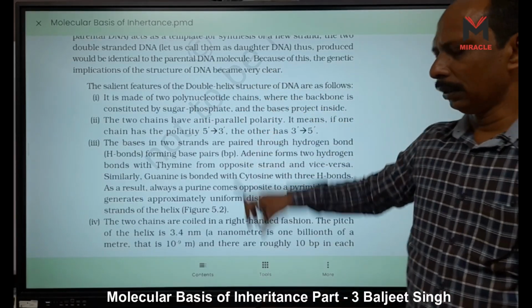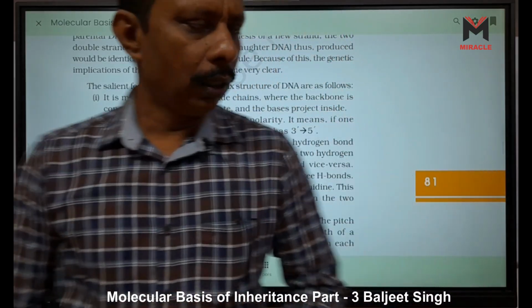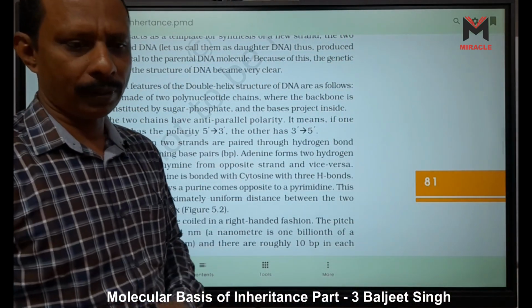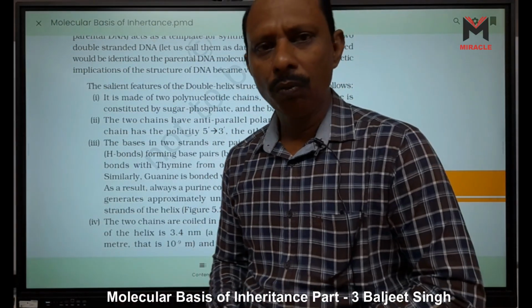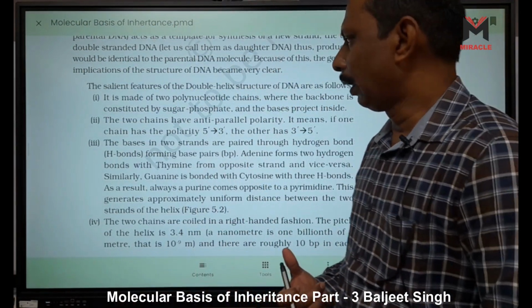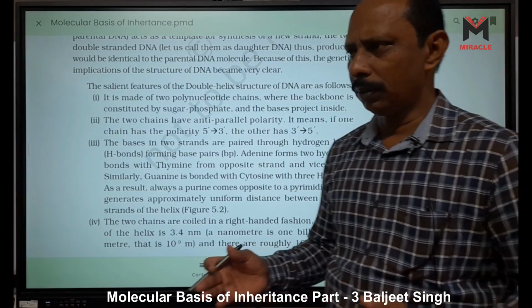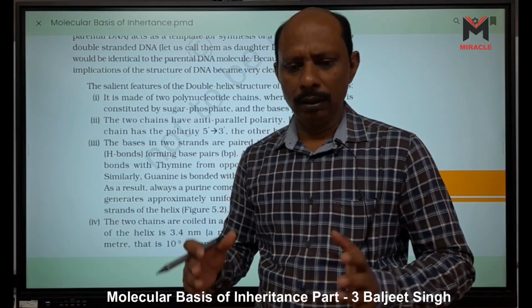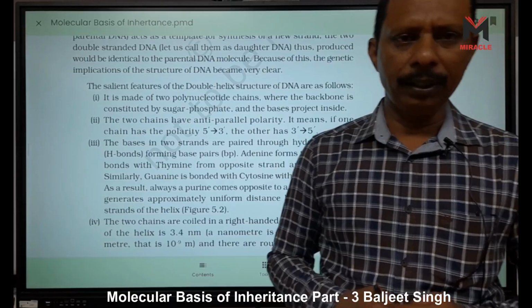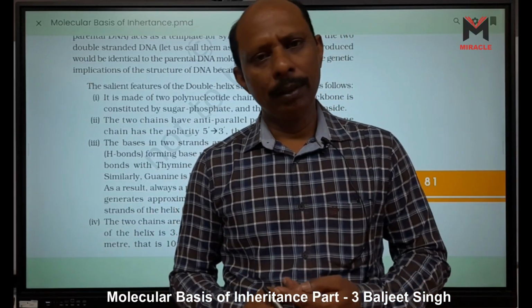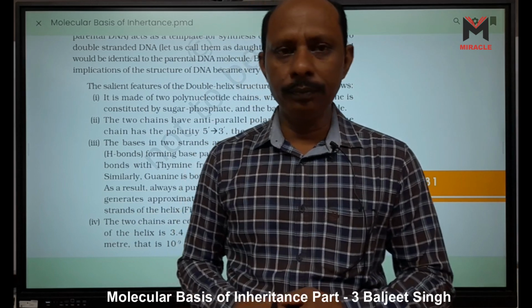Today we are going to start with the salient features of the double helical structure of DNA, which was given by Watson and Crick, right? And according to Chargaff's equilibrium rule, Chargaff tells us that adenine is always equal to thymine and guanine is always equal to cytosine, or we can also say purine is always equal to pyrimidine, right?